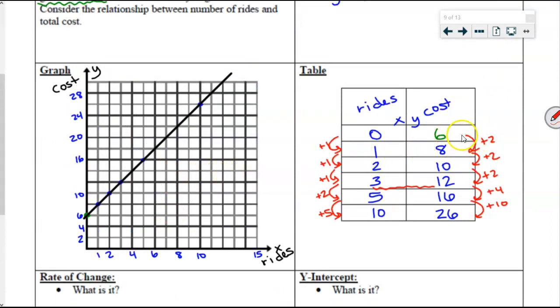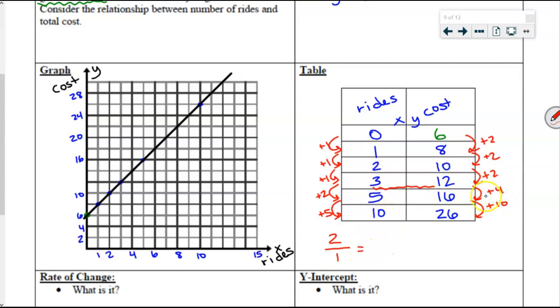Again, look at the cost. Do you see how it's changing? How much is it changing? Aaliyah. 2. Why is it changing by 2? Why is this going up by 2? Mappa. Yeah, because the rides are increasing by 1. So watch what I'm going to write down here. 2 for every 1.